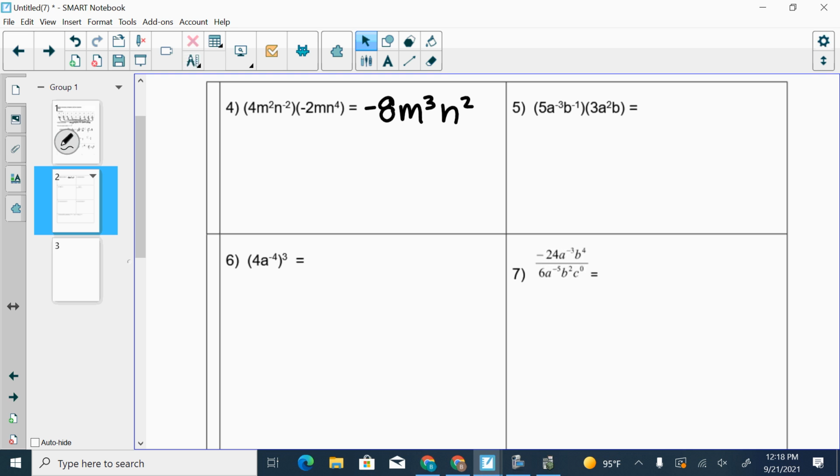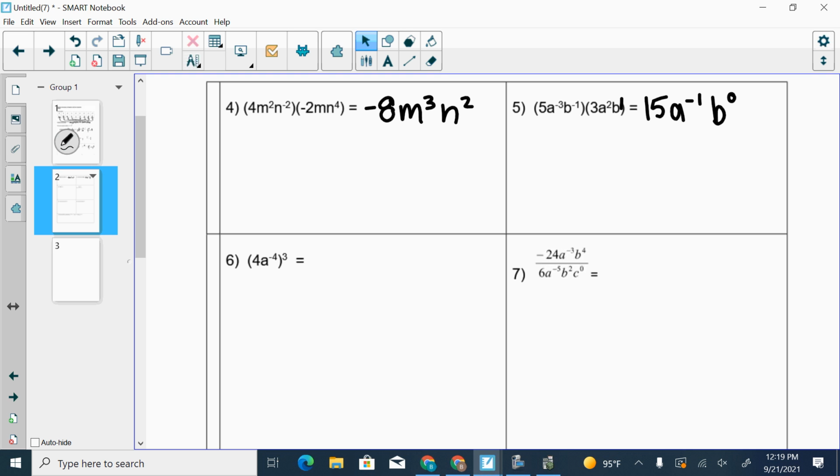Okay. On number 5, if I want to multiply my numbers, what am I going to get? Good. All right, for A, I've got -3 plus 2. What's that going to give me? So I got A to the -1. Very good. And then for B, I've got -1 and nothing, so it's an understood 1, right? All right, -1 plus 1 is 0, right? So B to the 0. Okay, but we can't leave it like this because we're not supposed to have negative exponents, right?